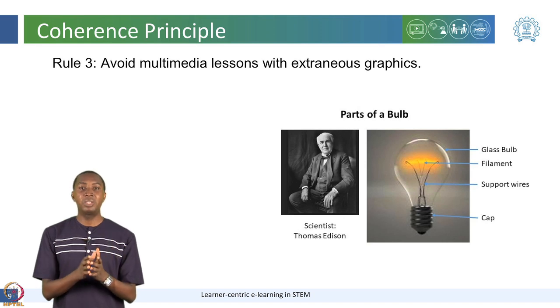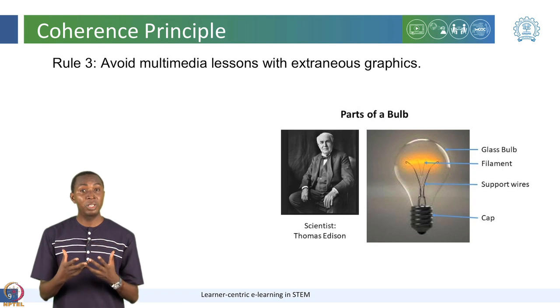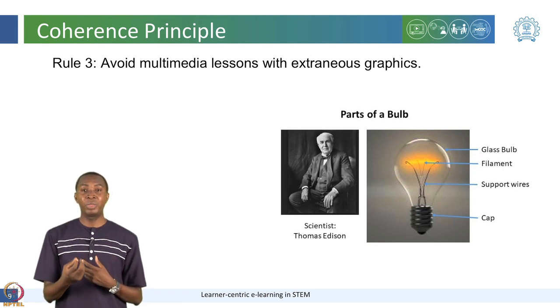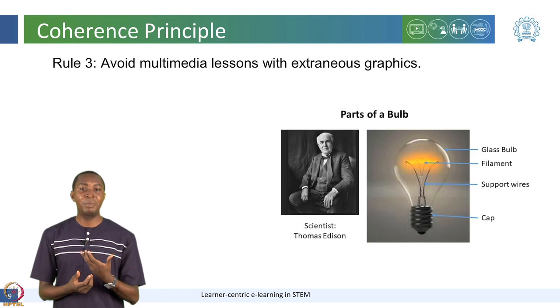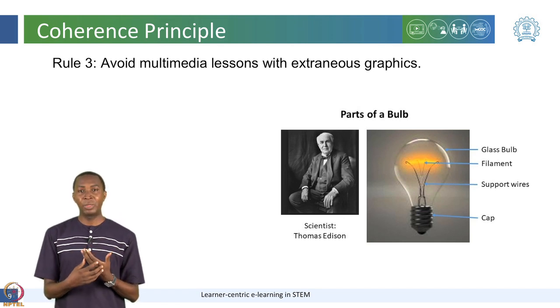Now, if you look at the objective of this lesson, we see that it was to allow students to identify the different parts of a bulb. Now, there is an extra graphic that has been added, this picture of Thomas Edison, which was not important to be put in this particular image here.